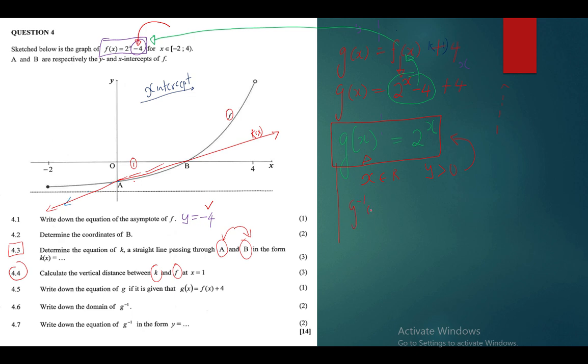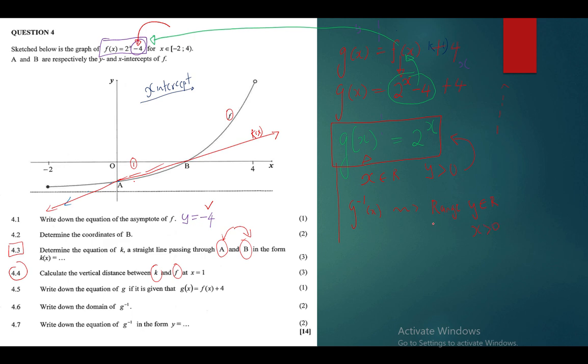The domain of the inverse of g, you will swap. Okay guys, listen attentively. What was the domain of the function g will become the range. So what's going to be the range? Y is an element of real numbers. And what will be the domain? The domain will be x is greater than 0.